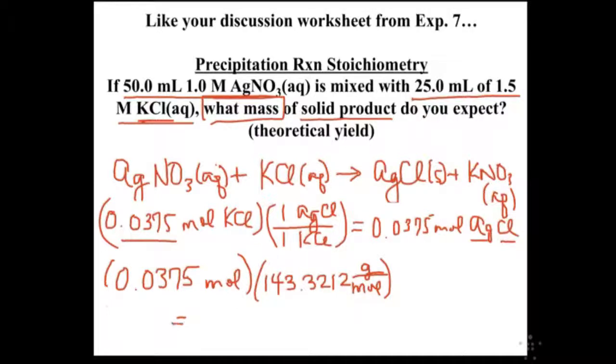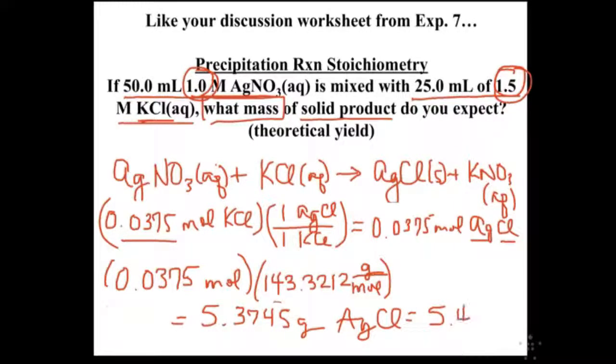And that comes out to 5.3745 grams, if my handwriting were better, for 5 grams of silver chloride. And we've got only 2 sig figs from the 1.5 and the 1.0, so 5.4 grams of silver chloride. So make sure you can do any kind of stoichiometry with precipitation reactions in that way.